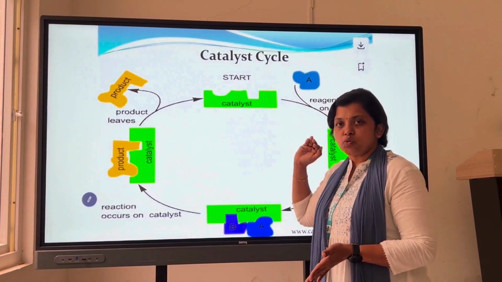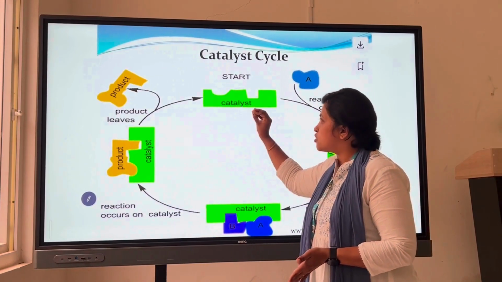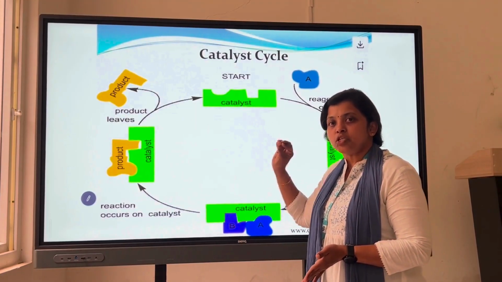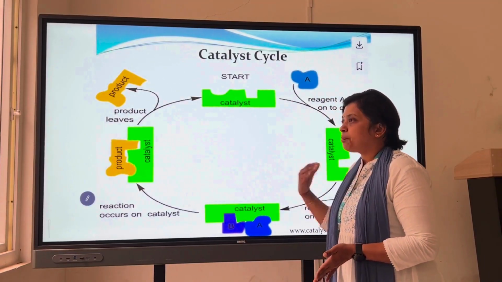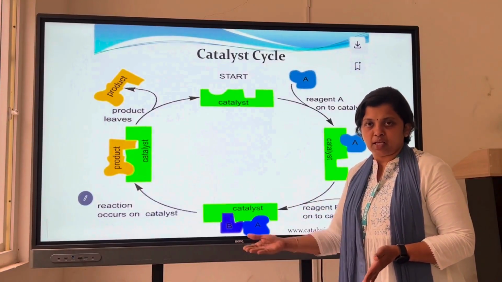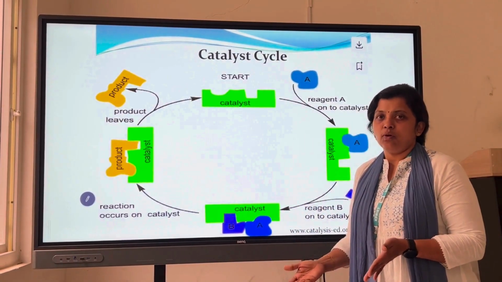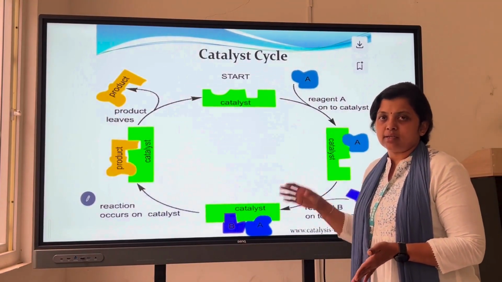So we choose the catalyst very particularly. This catalyst should not get involved in the reaction, and it should not initiate the reaction either. This is the catalyst cycle. We can use the catalyst repeatedly for n number of cycles. Then after a particular time, we can regenerate the catalyst, and we can remove it once its quality or character comes down.